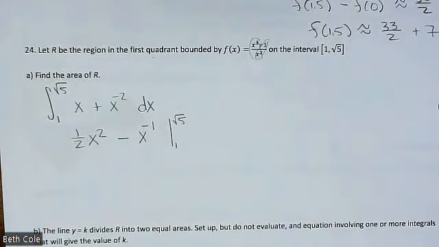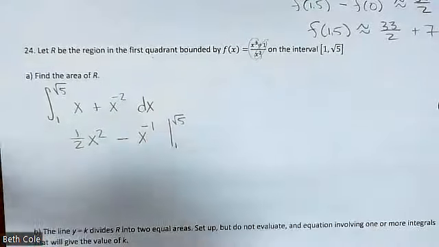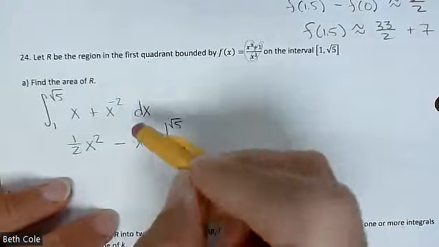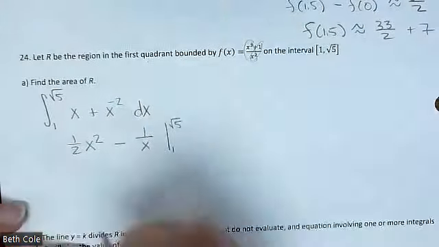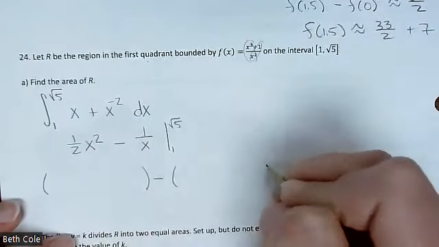Now I'm going to use my eraser and erase that x to the negative 1. How would you rewrite that? Yeah, 1 over x, good. And then it's upper boundary minus lower boundary.